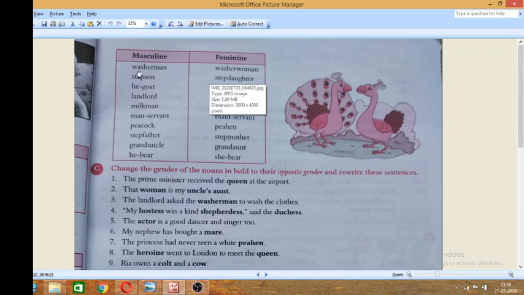Waiter, waitress. Man, woman. Stepson, stepdaughter. He-goat, she-goat. Landlord, landlady. Learn this rule.